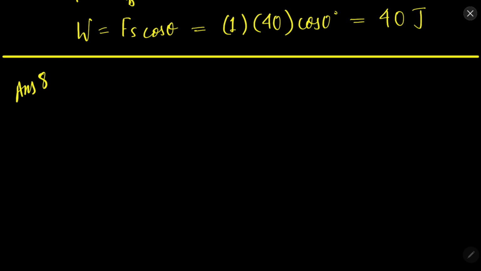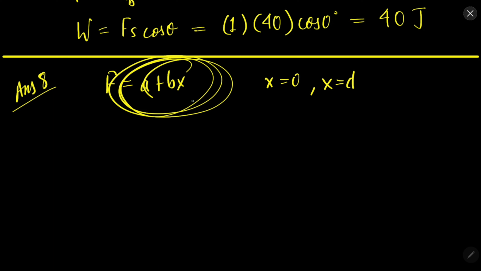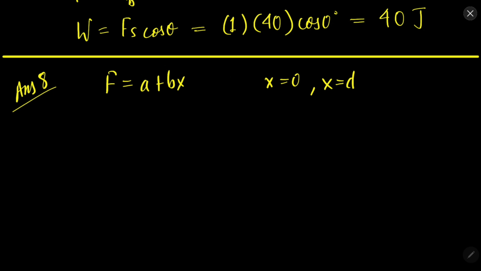So the 8th question, F is equal to a plus bx. Now the position is changing from x equal to 0 to x equal to d. So here it is a variable force. The force depends on the position, so the value of the force is changing. So for variable force we need to integrate. Small work done will be calculated and then we will integrate that small work done.